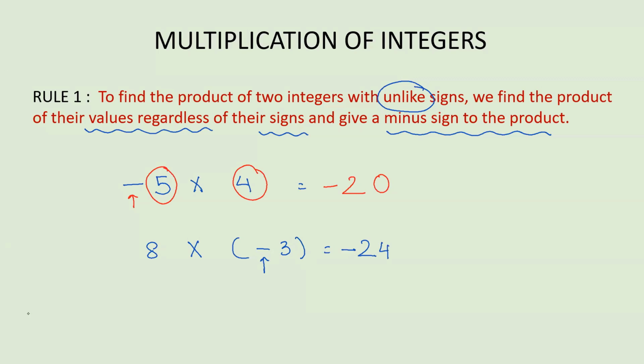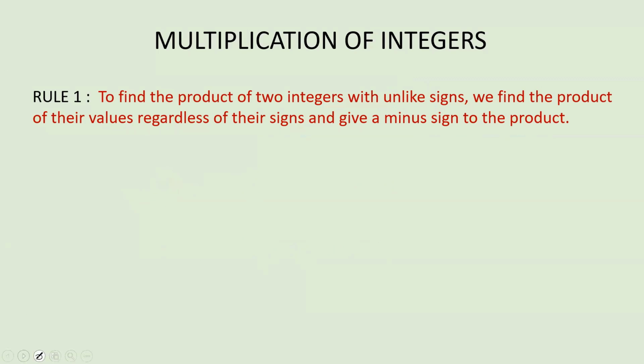This rule 2 says that to find the product of two integers with same signs. Now, these integers can be of positive sign together, both of them, or they can be negative sign, both of them can be negative. Now, what do? To find the product, we simply multiply the values and then give the answer the plus sign.